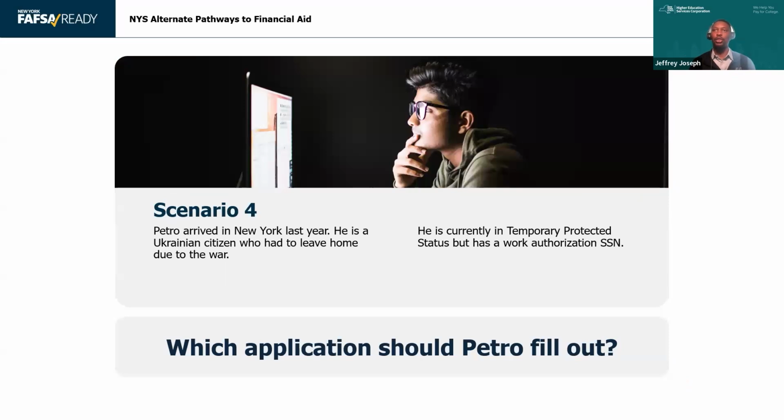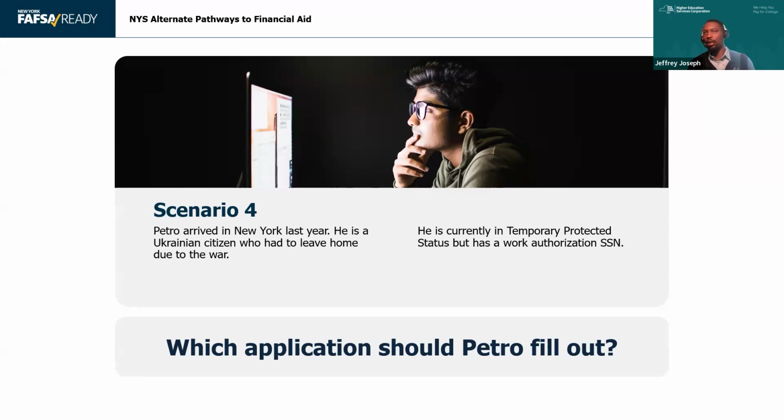The last one, Pietro arrived in New York last year. He's a Ukrainian citizen who has to leave home due to the war. He is currently in temporary protected status, but has a work authorization SSN. Which applications should Pietro fill out? What do you guys think?